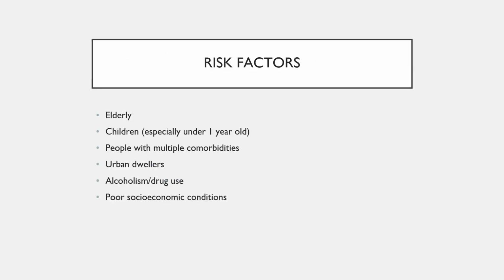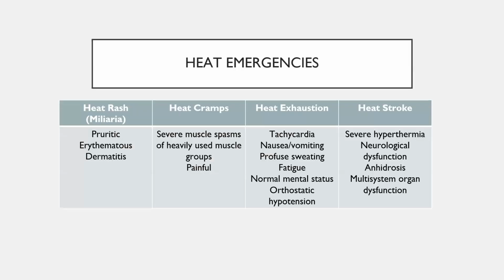I mentioned a little bit earlier risk factors, or who can become a victim of increased temperatures. Again, this is going to be our elderly patients or children, but also people that live in urban dwellings, anyone with drug abuse, alcoholism, as well as poor socioeconomic conditions. There are different types of heat emergencies, from most benign to extremely dangerous, that need to be treated right away.